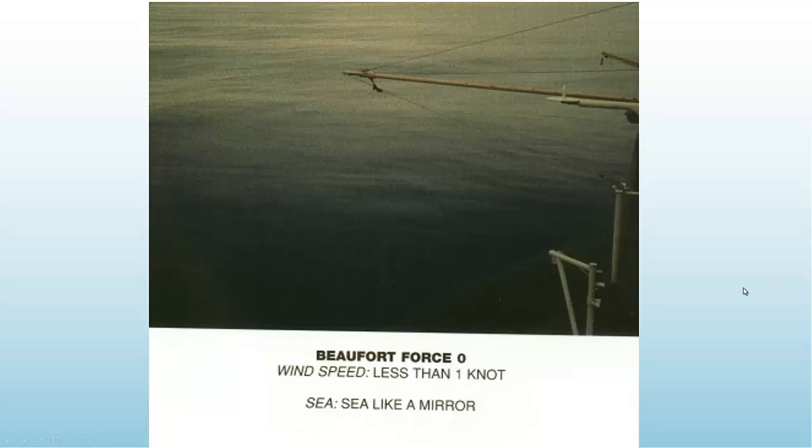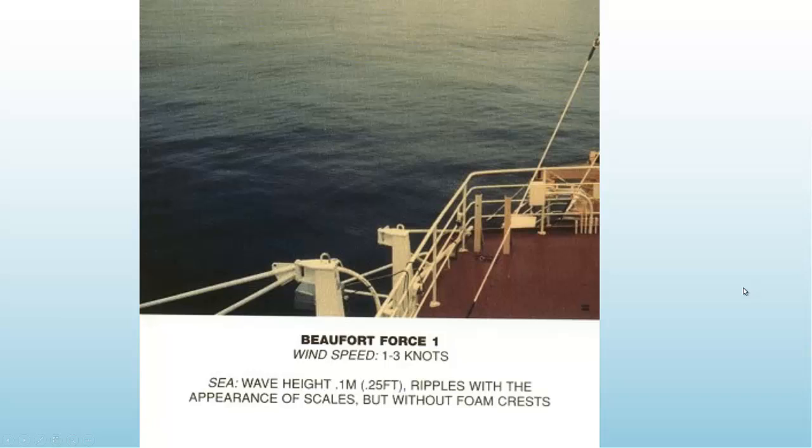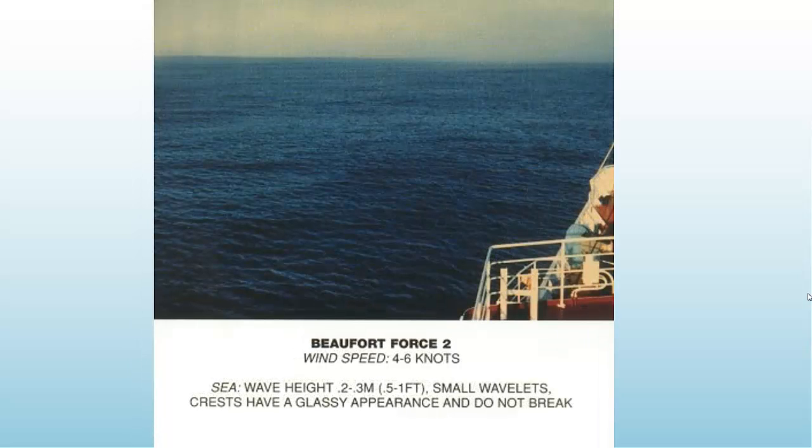And then going to force 1, just a little bit of wind, just a small bit of ripples. We talk about ripples when you throw a stone into the water. It has ripples coming out. Here, the wave just has a little bit of ripples on the water. And then force 2, you can see small little wavelets coming up. 4 to 6 knots for the wind speed. Height of the seas, hardly anything, maybe half a foot to a foot.